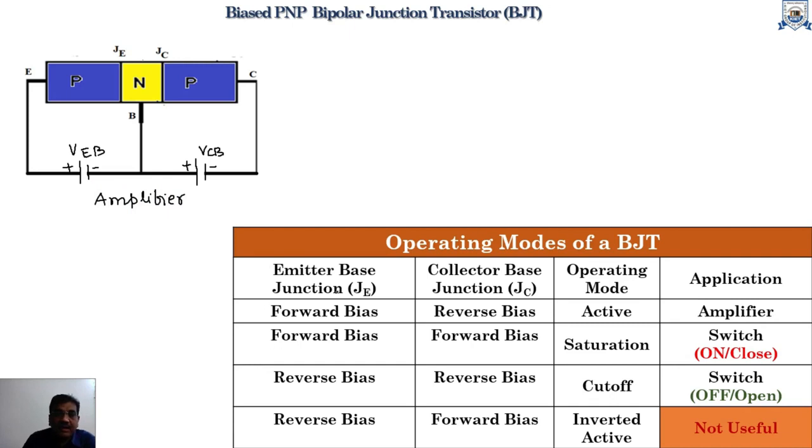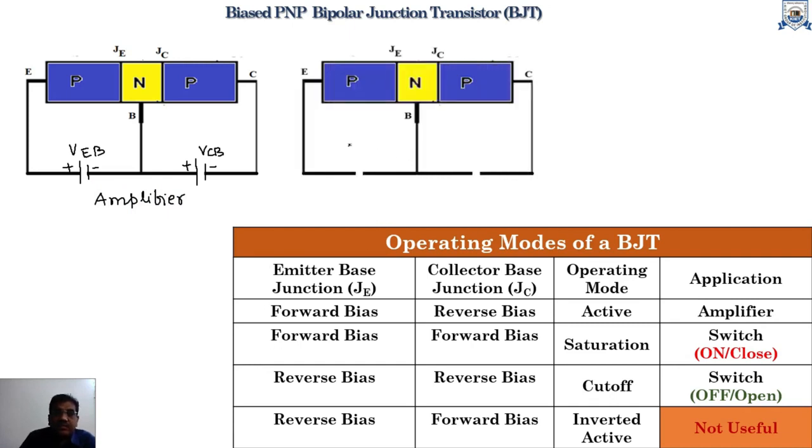The second condition is when both junctions are forward biased. To make the base-emitter junction forward biased, the emitter terminal is connected to the positive potential of the battery and the base terminal to the negative potential, by a voltage source VEB. To make the collector junction forward biased, the collector side needs to be connected to the positive potential of the battery and the base side to the negative potential, by a voltage source VCB. In this case, the transistor acts like an ON switch.